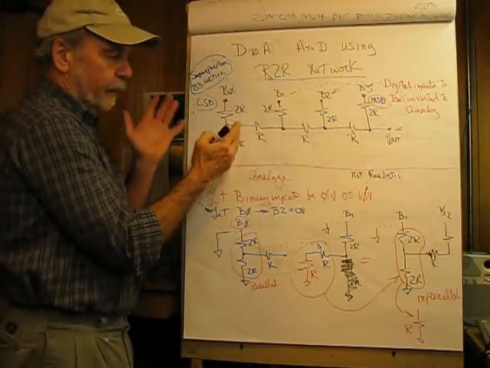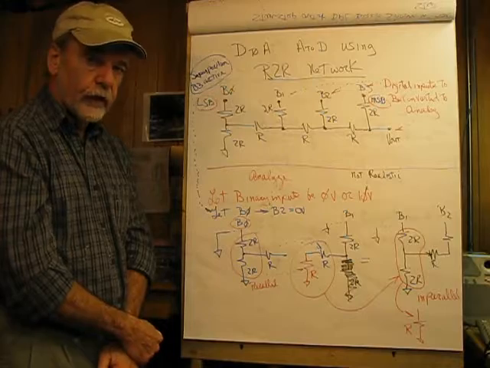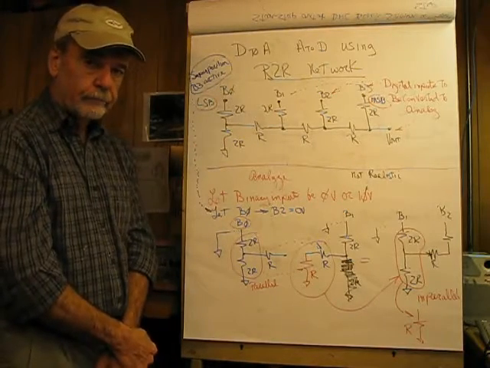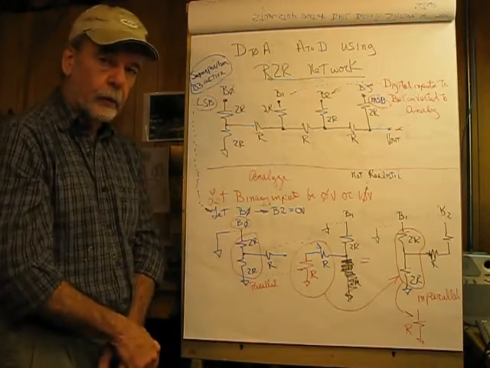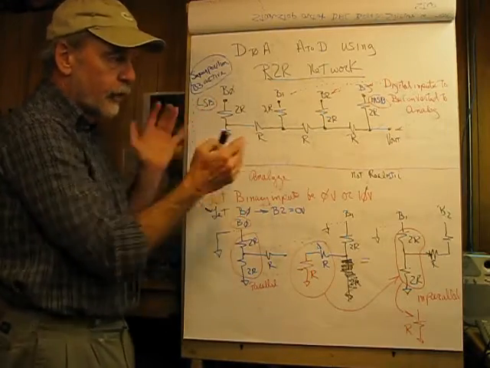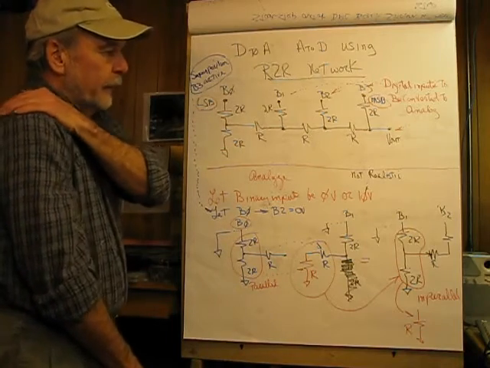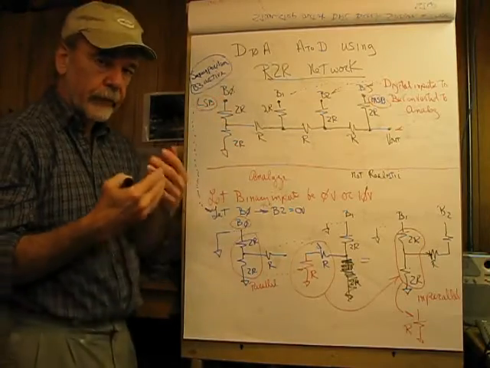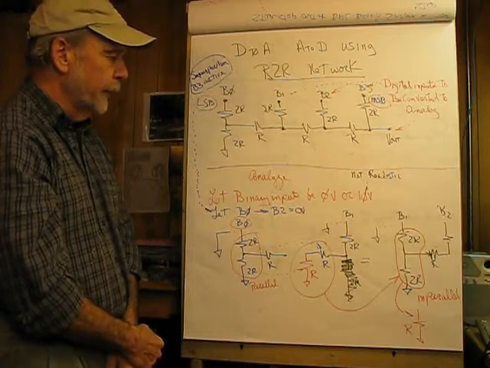Now, if the true resistance of this guy is, say, 900 ohms, 2R would be 1800 ohms. If it's 1200 ohms, 2R would be 2400 ohms. But in this process, it doesn't matter. It's just the ratio. So let's see how we would analyze this. And we have 4 bits here, and B0 is going to be our least significant input bit, and B3 is going to be our most significant input bit.